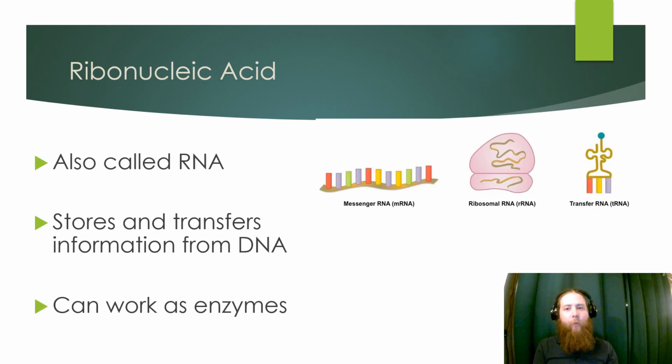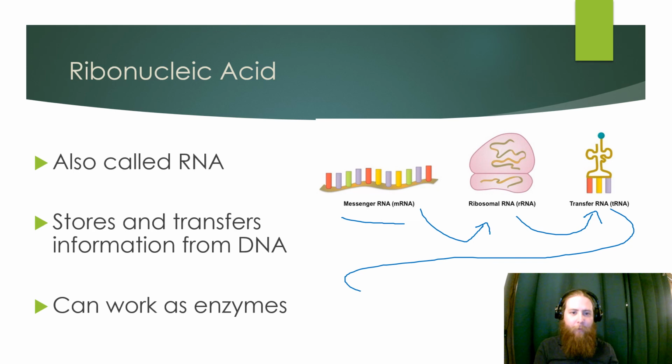We also have ribonucleic acid. This is called RNA. This is very important. We're going to talk about RNA's function in great detail later in the class, but this stores and transfers information from the DNA. In the form of messenger RNA, it will carry it to what we call the ribosome, and the ribosome will use it to bring in these transfer RNA, and eventually this whole thing will create protein.